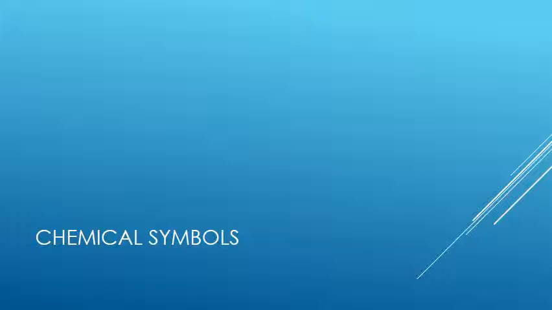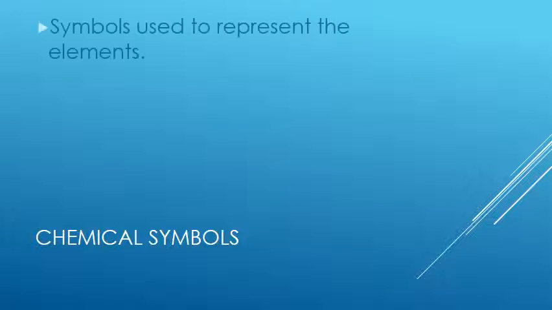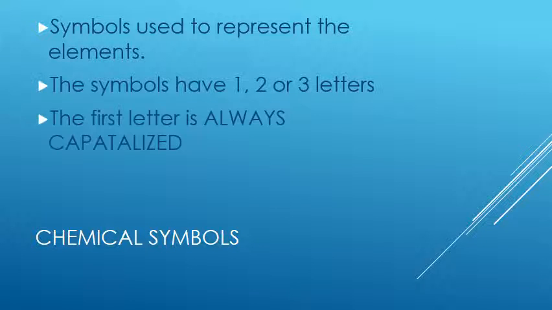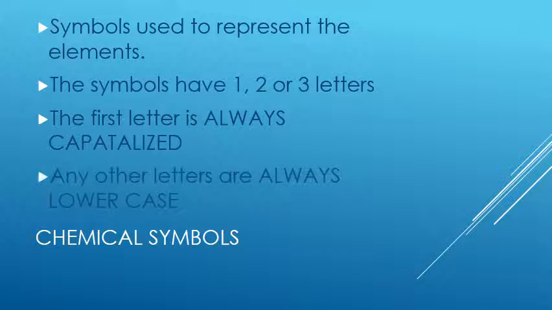So let's talk about chemical symbols a little more. With our chemical symbols, remember they are symbols used to represent the elements. And so go ahead and write these notes in the bullet points under chemical symbols. Chemical symbols always will have either 1, 2, or 3 letters. And when you're writing symbols, you want to make sure that the first letter is always capitalized. Any letter after that is going to be written with a lowercase letter.